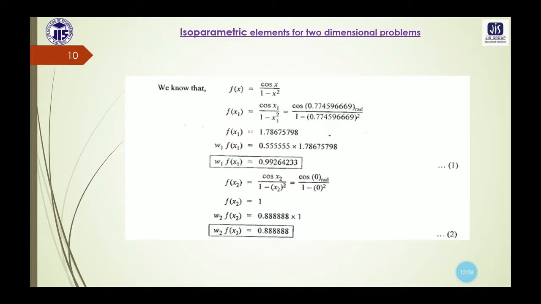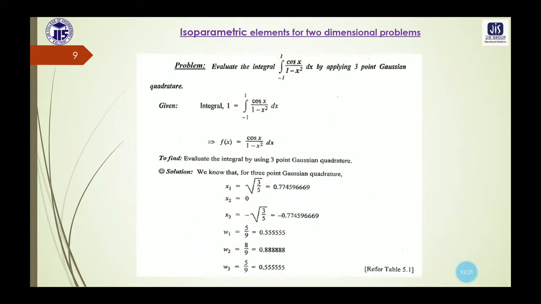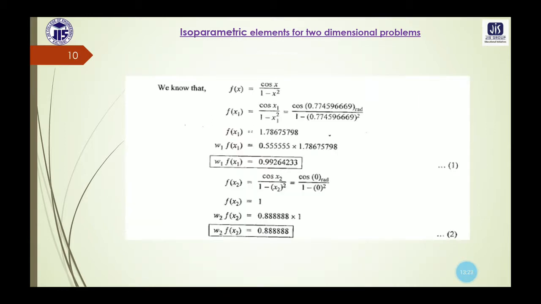Now as the value of f(x) is given as cos x by 1 minus x square, that means f(x1) will be cos x1 divided by 1 minus x1 square. So here we need to put the value of x1, which we have got here as plus root under 3 by 5, that is 0.77459. So that value we need to put here, and finally we need to calculate, and we are getting the value of f(x1) as 1.7867.